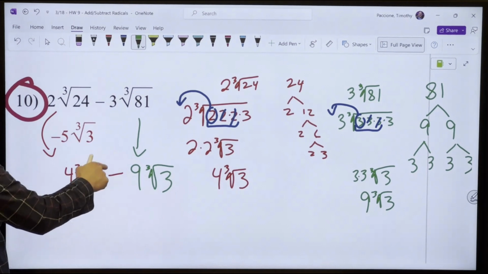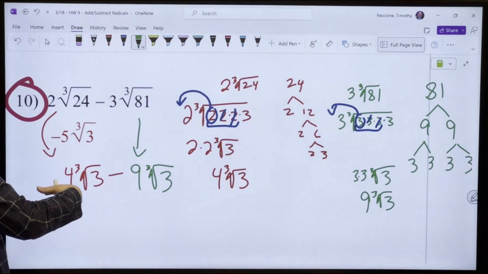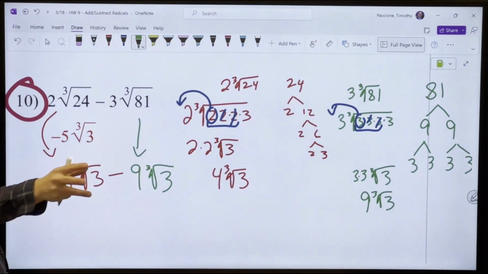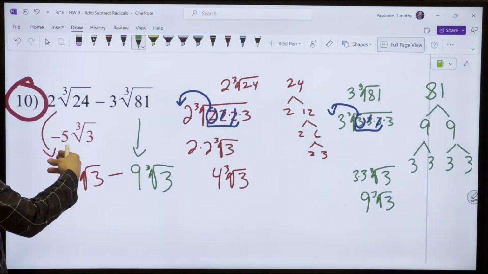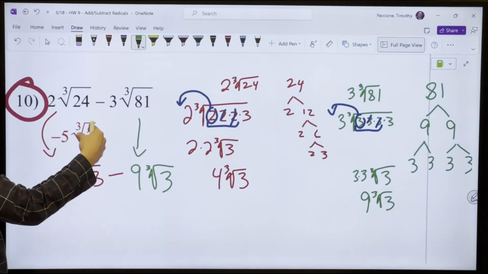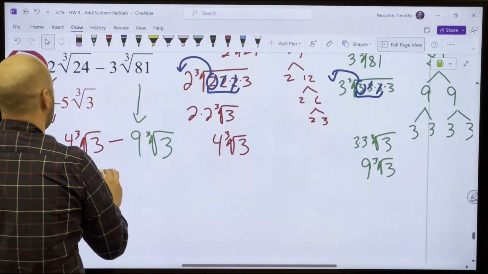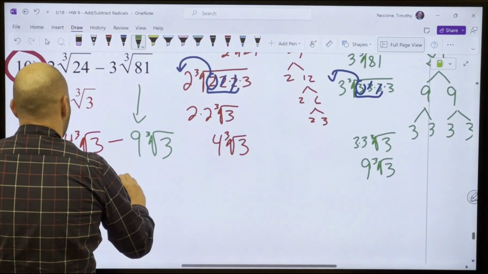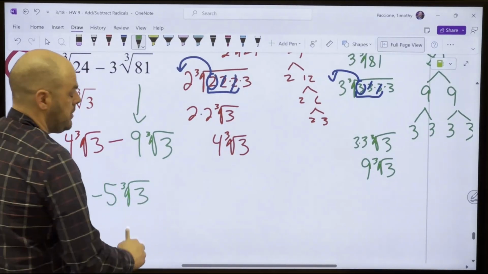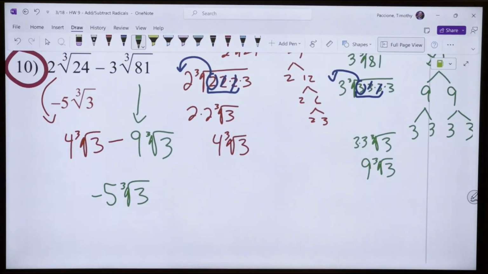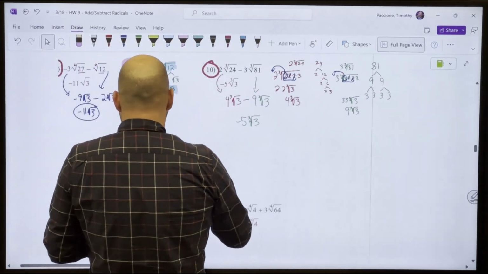4 third root of 3 minus 9 third root of 3 is minus 5 third root of 3, okay? Just like 4x minus 9x would be negative 5x. Think of that in your head if you need to. So this is minus 5 third root of 3, okay? All right, I think we've got one more.